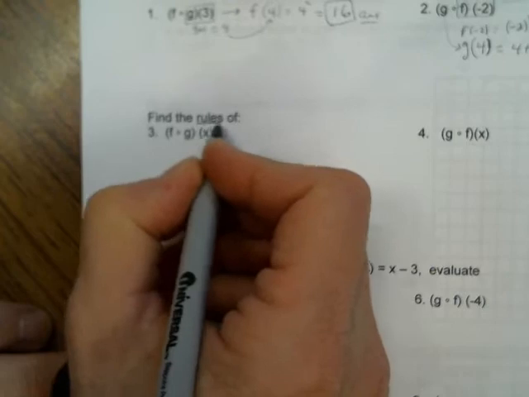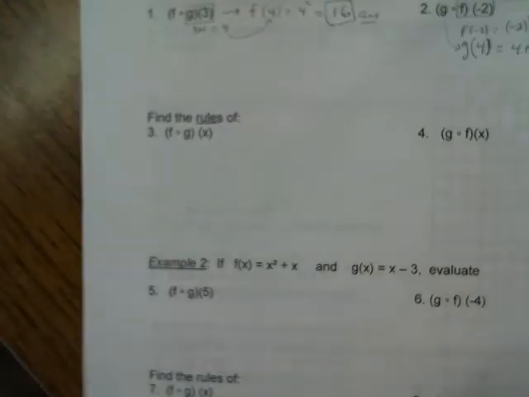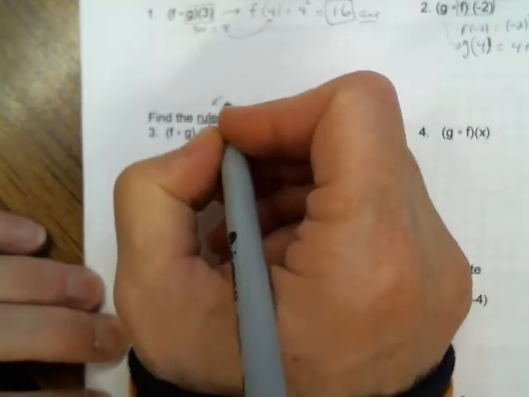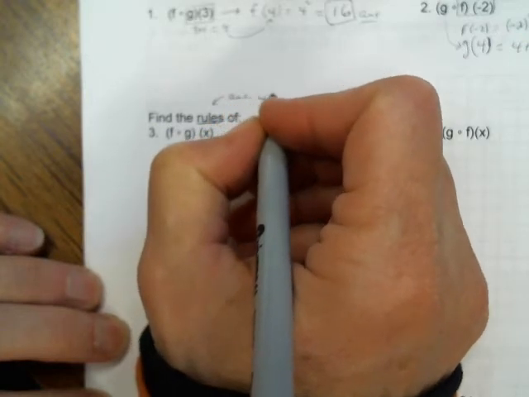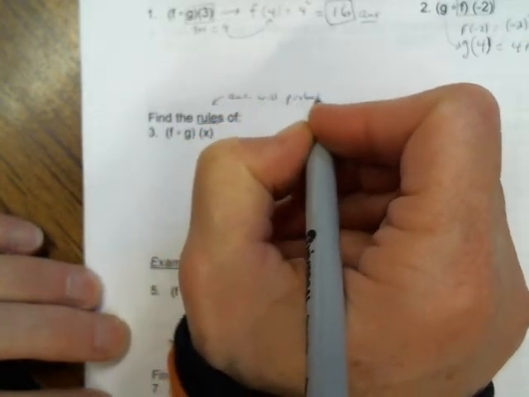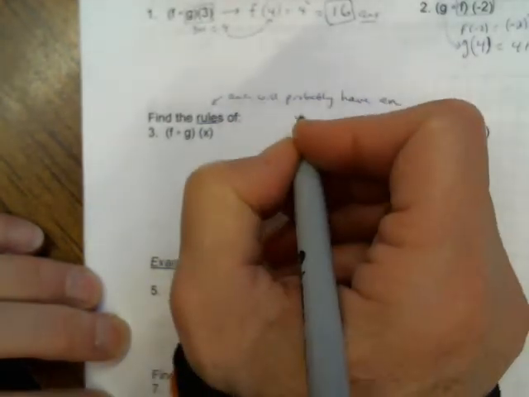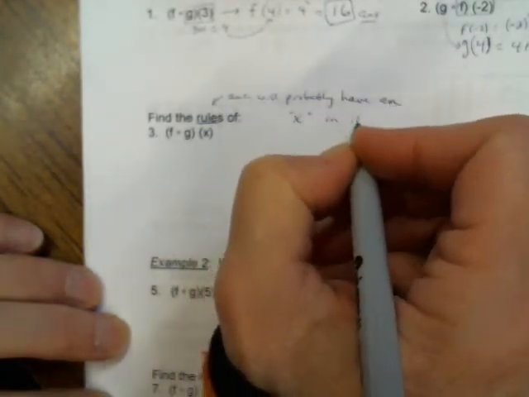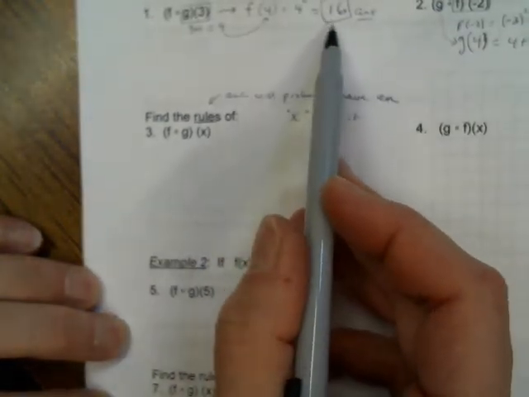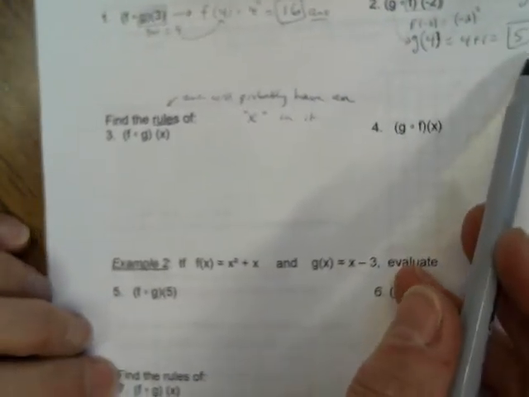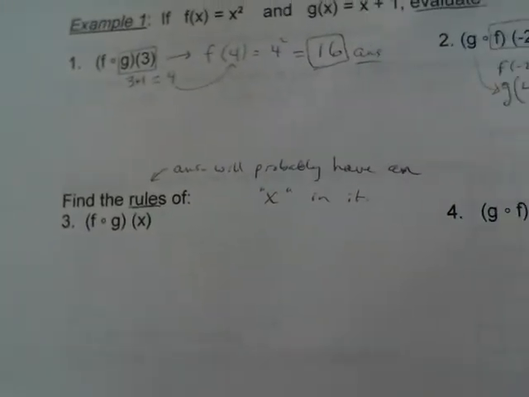Okay. These next two problems are asking you to find the rules. Well, rules are different than evaluating. When you find a rule, your answer is going to have an x in it. So let's just put a note: the answer will probably have an x in it instead of just a number like 16 or 5. Okay, so now we're going to find the rule of f of g of x.